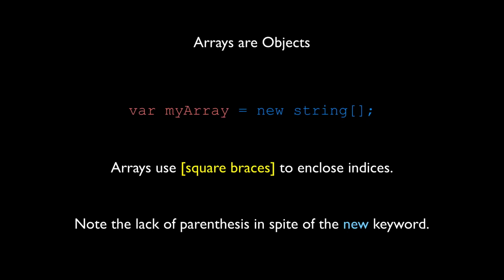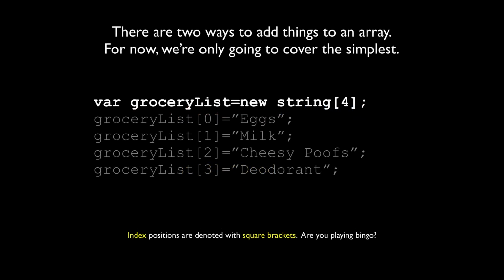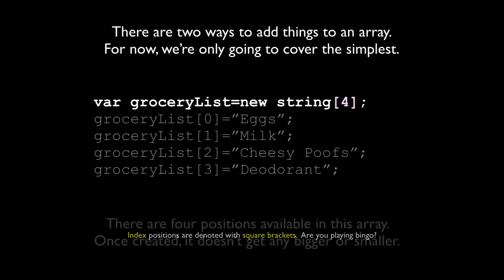So that's the thing that's a little bit tricky about this: instead of parentheses, when we instantiate a new array, you're going to see those square braces instead of parentheses. All right, so the other thing that you need to know about arrays is that they have a fixed size. So here we're creating our grocery list as a collection or an array of strings, and we're saying that there are going to be 4 in there. So this is the thing about arrays. You have to know the size ahead of time, and they can't get larger or smaller.